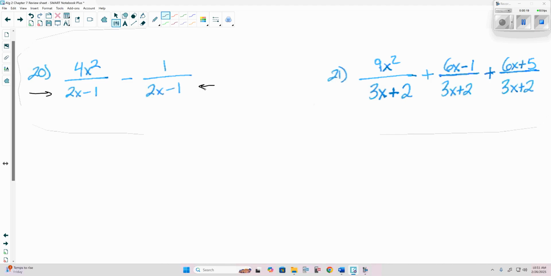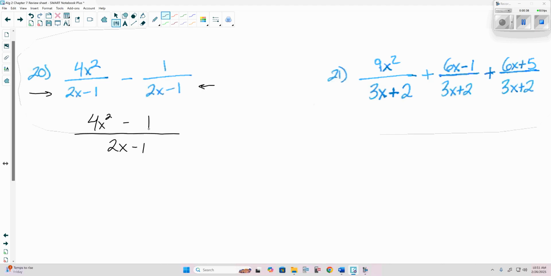It doesn't matter what form they come in. It could be already factored. As long as the denominators are the same, we can add or subtract the numerators. So here, both denominators are already 2x minus 1. So it means we can subtract our numerator terms.